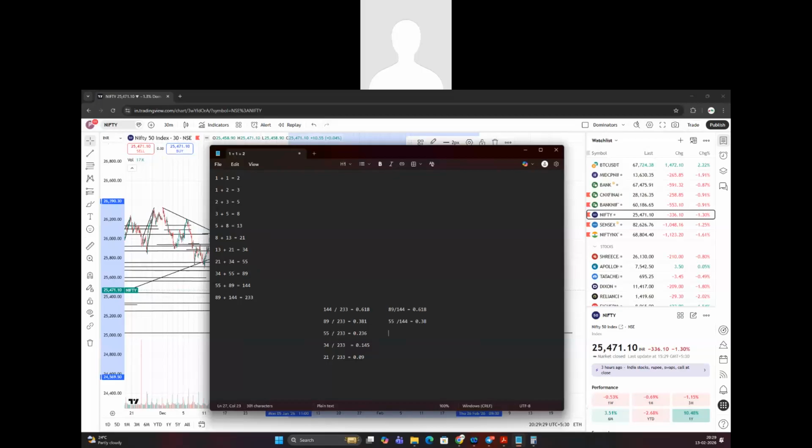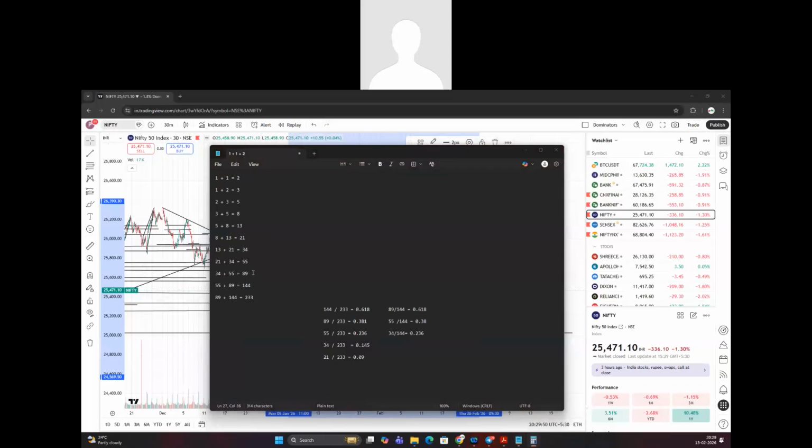So 34 divided by 144 equal to... So how come we are getting the same numbers? So that's the secret behind it.